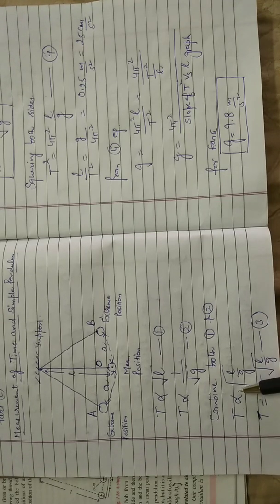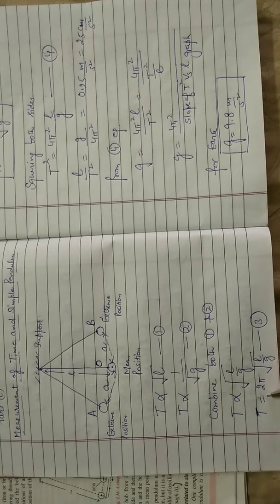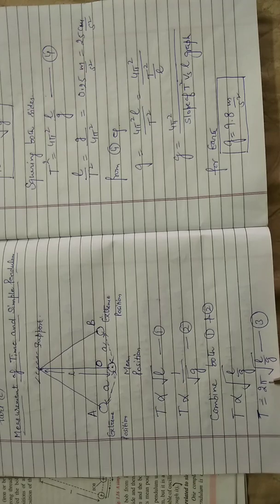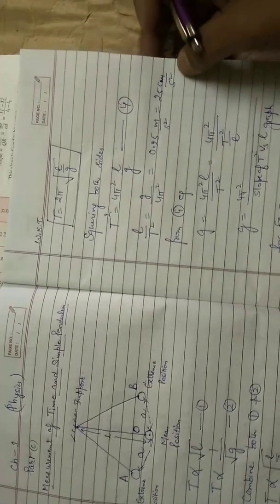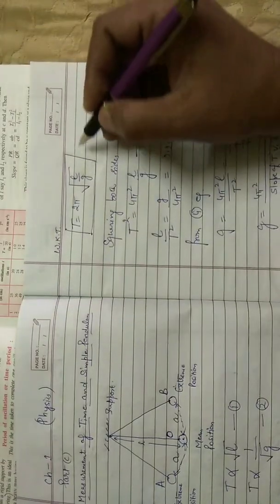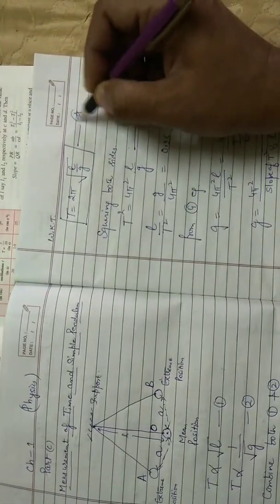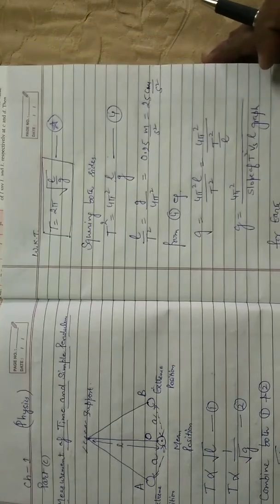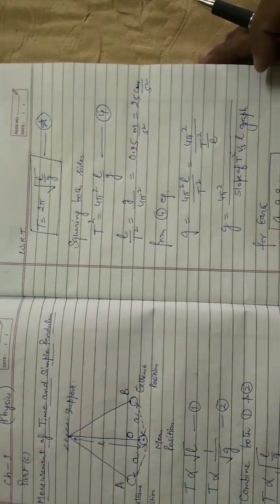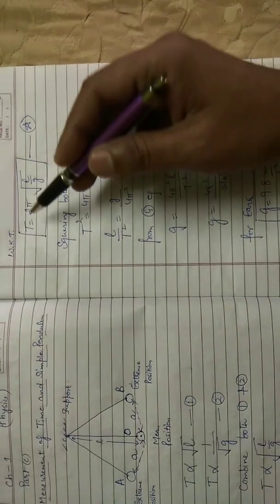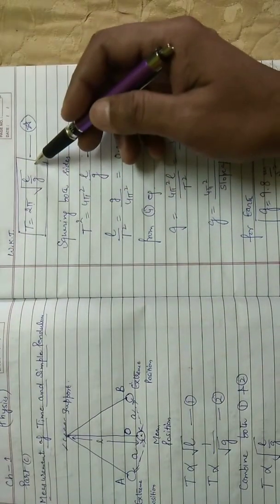If you replace the directly proportional sign with equal to, you have to introduce a constant of proportionality, and the value for that is 2 pi. So this is the final formula which you have to learn. Here I am writing a star for this. T is equal to 2 pi root L upon g. T is equal to 2 pi root L upon g.